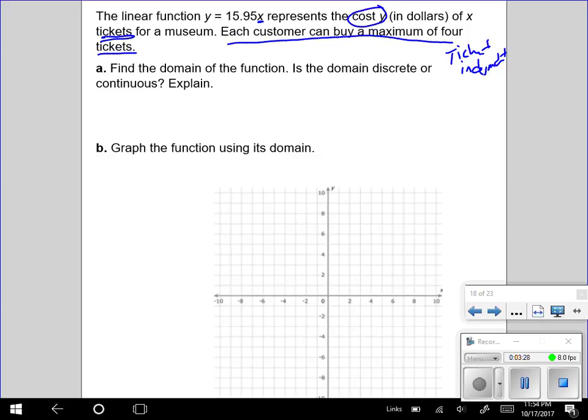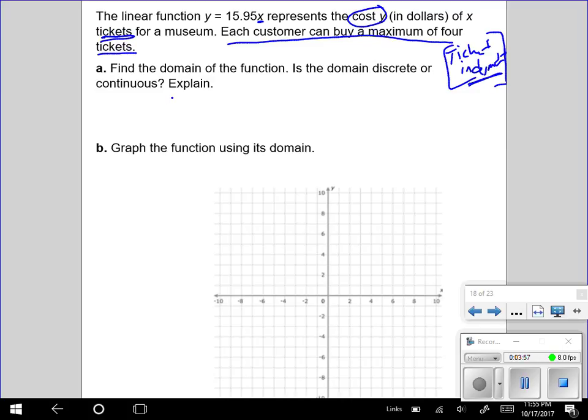Okay, so it says find the domain of the function. So what we need to find is, what can we input here for x? That's our domain because that's our independent, that's our input. Sorry, that does not look like the word independent. But that's our input value, so we need to figure out what the domain of the function is. Well, it says each customer can buy a maximum of 4 tickets. So as a customer, what are our options for how many tickets we can buy?